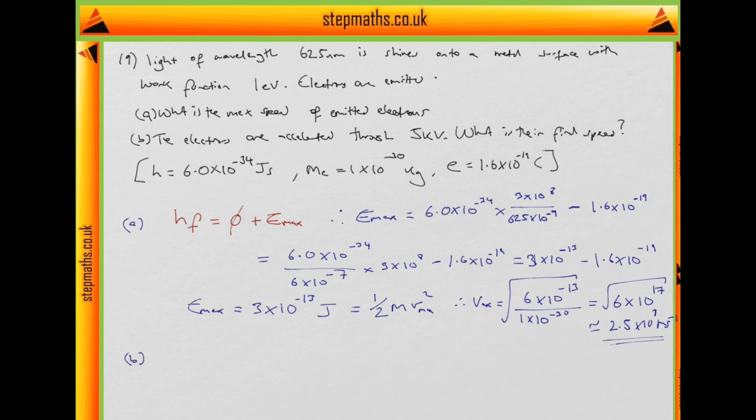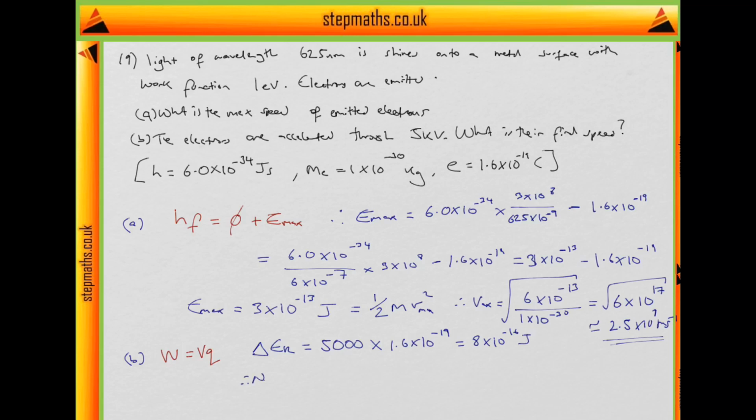Okay, so part B asks us to find the maximum speed the electrons achieve when they're accelerated through a potential difference of 5 kilovolts. We know that voltage is work done per coulomb of charge, and therefore work done is voltage times charge. So the gain in kinetic energy these electrons get is going to be equal to the voltage, which is 5,000 volts, times their charge, 1.6 times 10 to the minus 19. That's 5 times 1.6, which is 8, and then we have 10 to the 3, so that's 8 times 10 to the minus 16 joules.